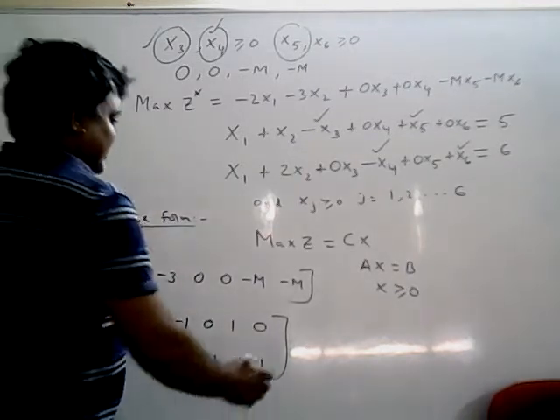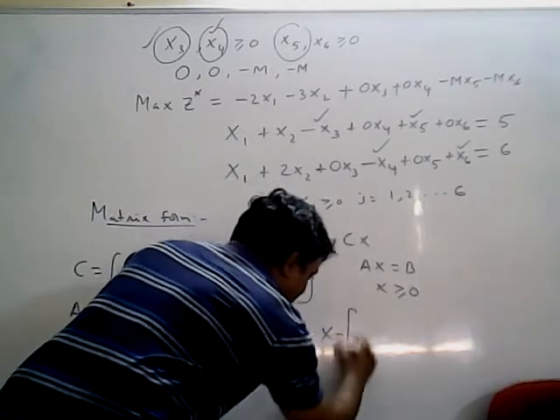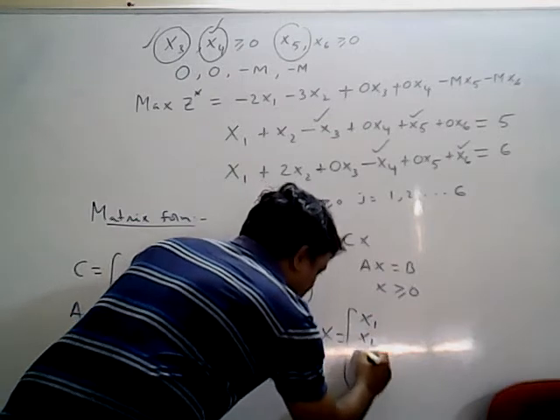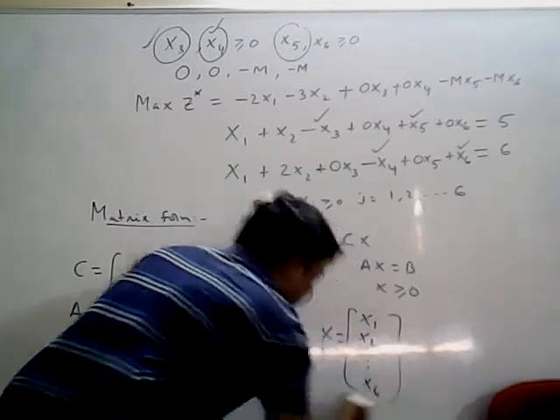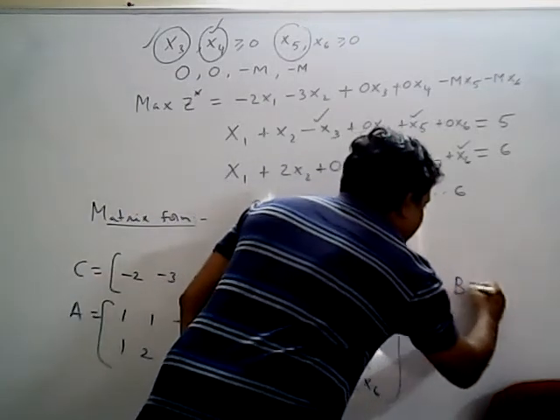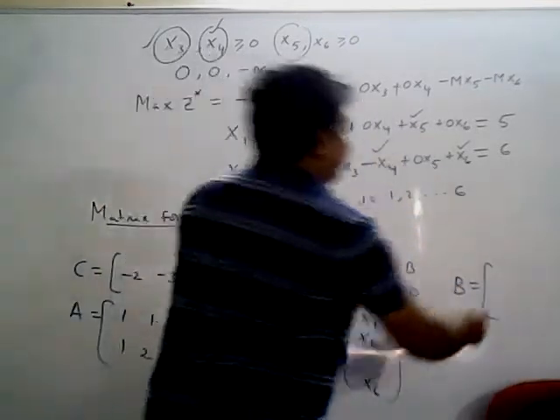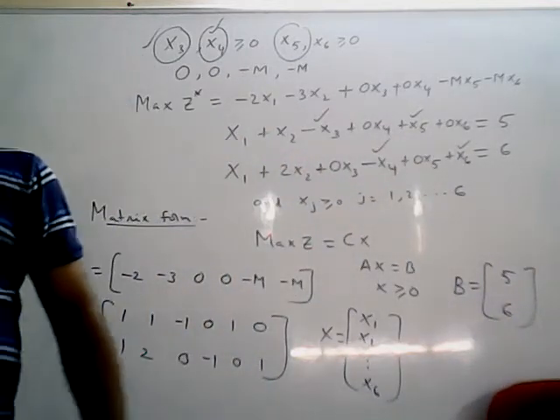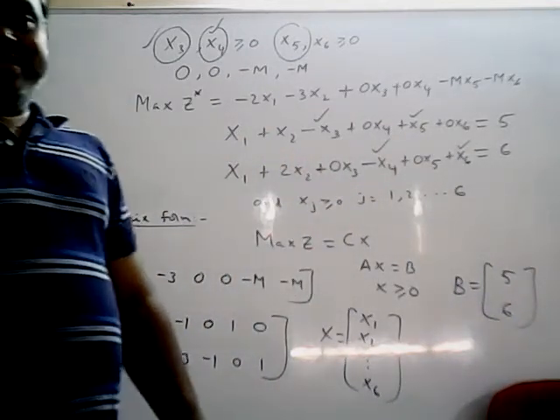Next, x. X means how many variables are there in the problem? 6 are there. x1, x2, and so on, x6. And last, value b. B is the right hand side values. What are the right hand side values? 5, 6. Now it is the same as the simplex method.